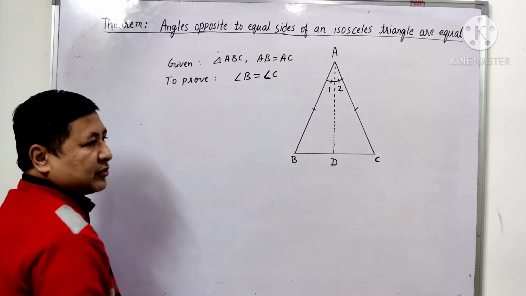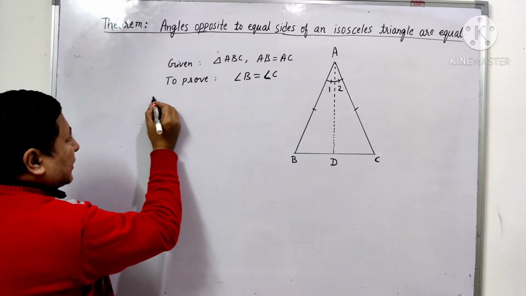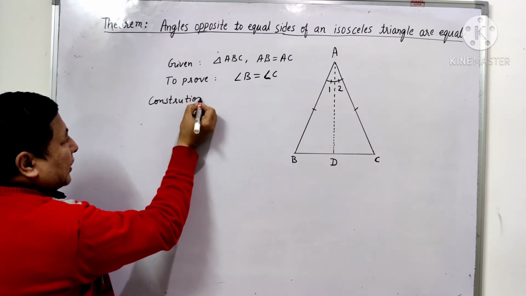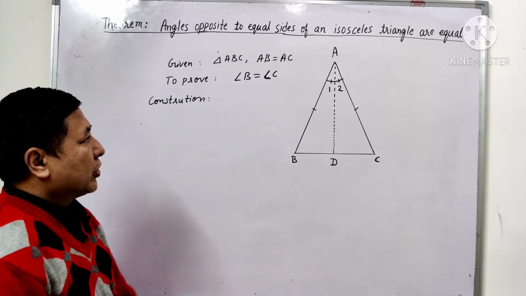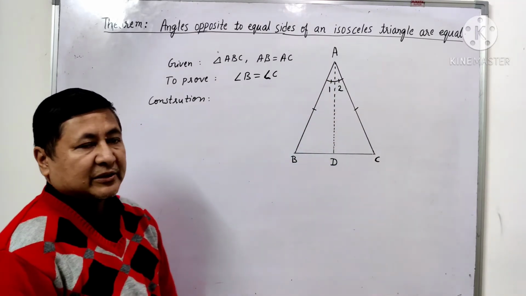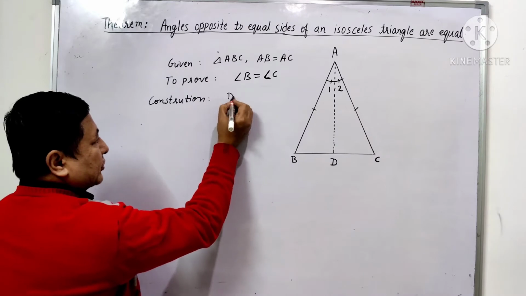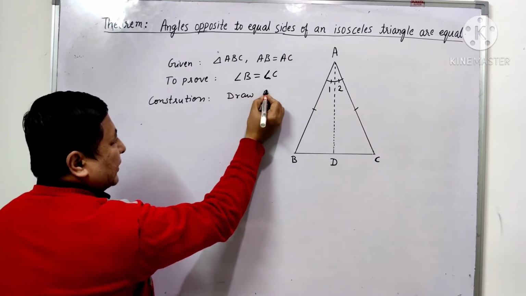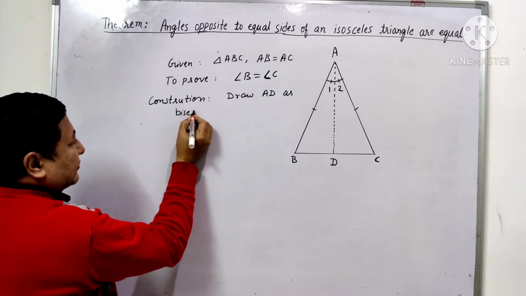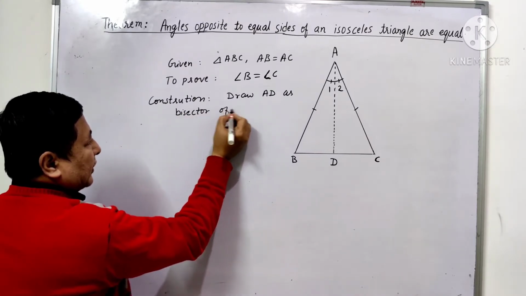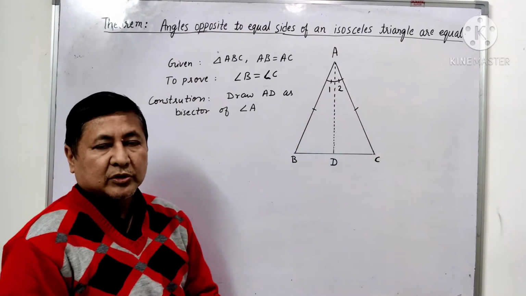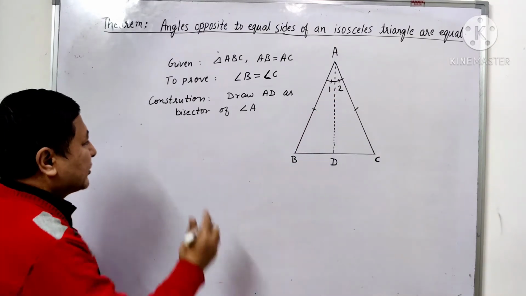And for proving this, we will do some construction. And what is the construction? We will draw AD as bisector of angle A. That means angle 1 and angle 2 will be equal. Now we will prove the triangles.